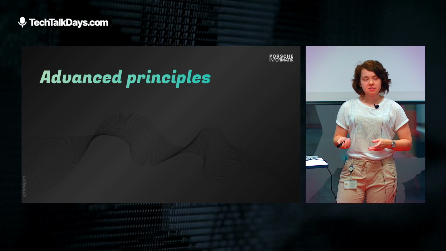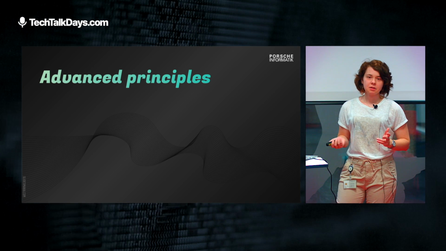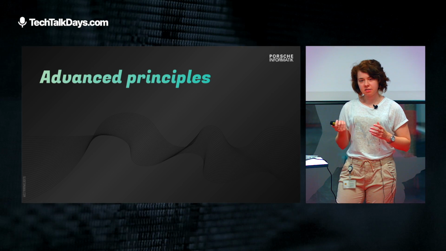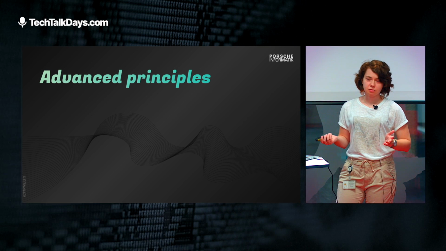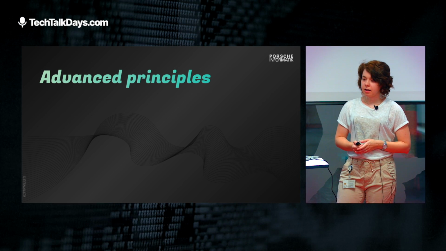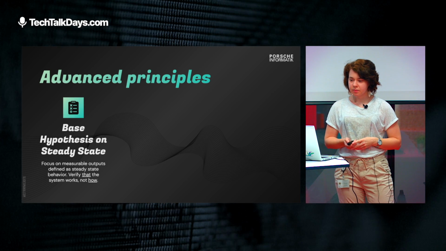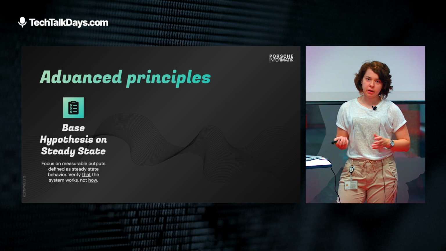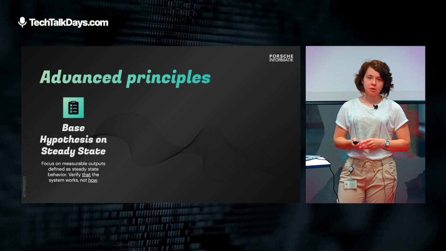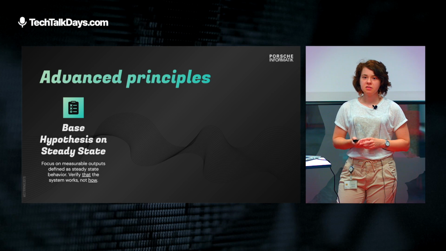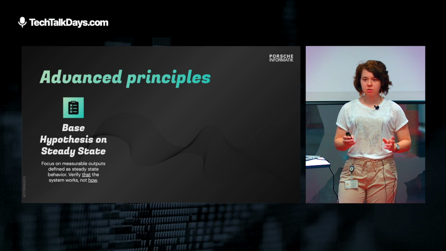So, based on these 4 steps, we can now deduce some advanced principles. I also got these from Principles of Chaos. There are 5 in total, so right, let me get right into that. First, as I already mentioned briefly, you want to base your hypothesis on your steady state. And this means you want to have measurable values. You want to be able to look at numbers, data, analyze it, and say, okay, my system works. That's the important part. You want to ensure that the system works, not how.